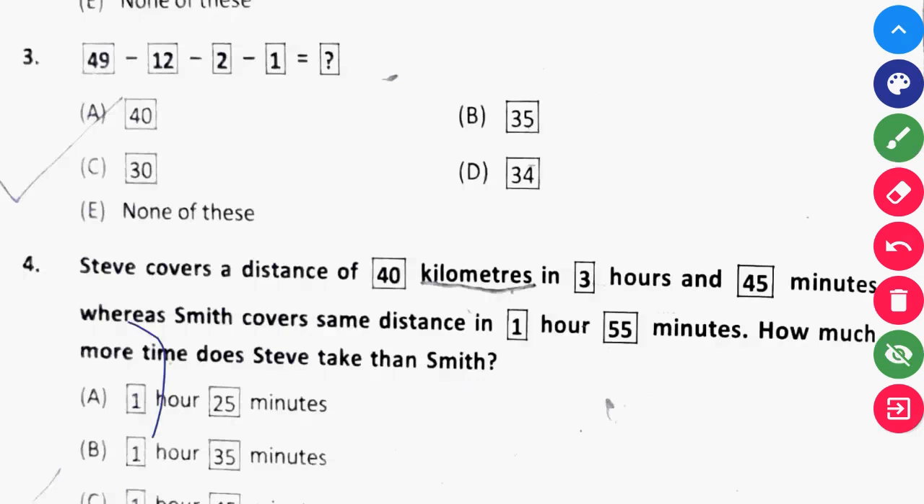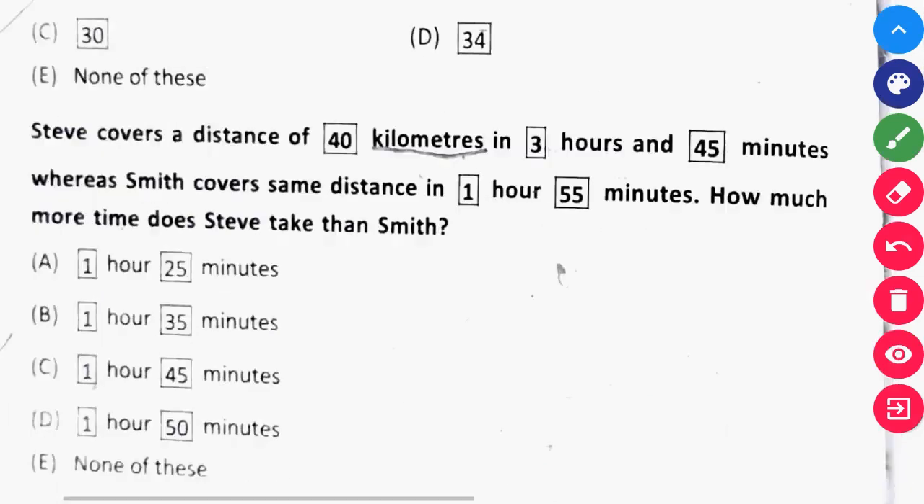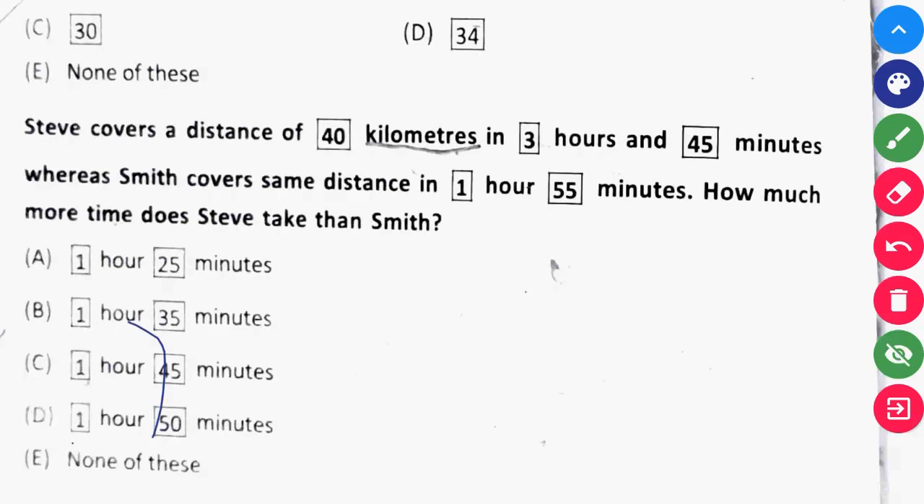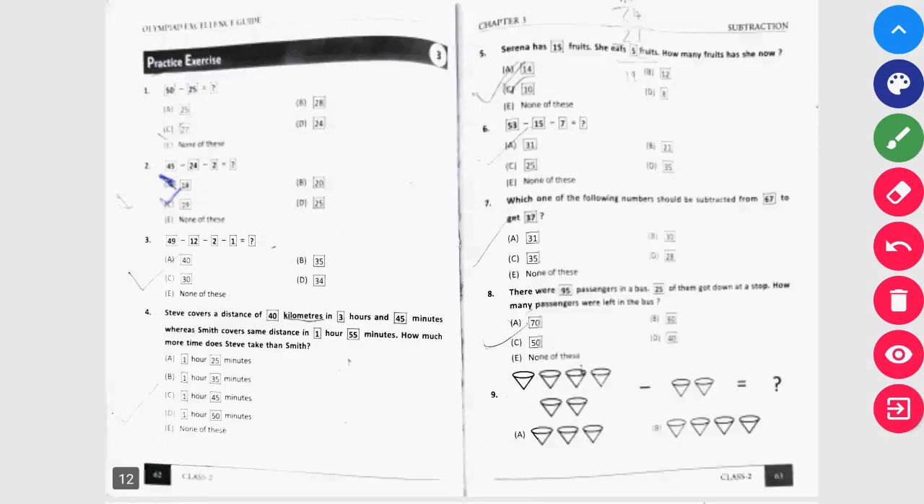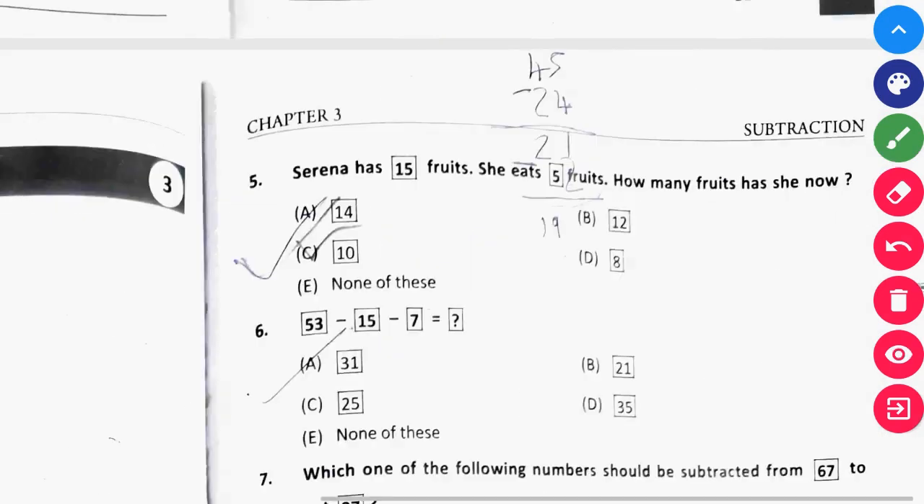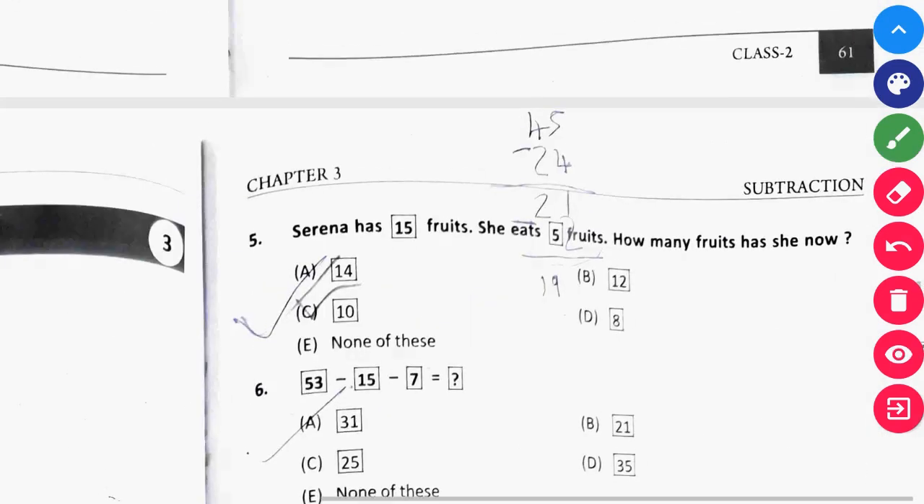So where is the answer? 1 hour 50 minutes. You can find it, and that is your answer. Okay, so you have to solve it like this only. We cannot directly borrow from the hour because 1 hour is equal to 60 minutes, not 100 minutes.